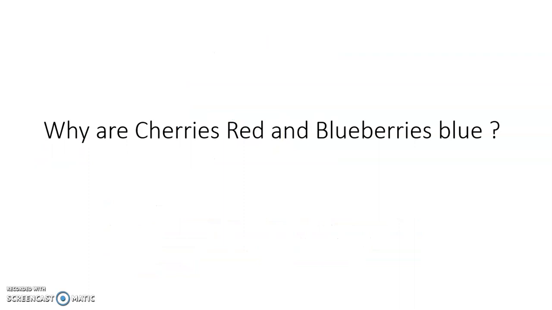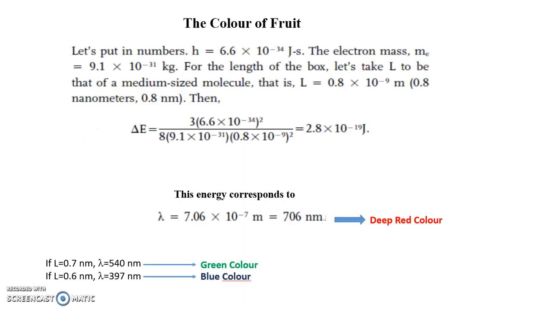So why are cherries red and blueberries blue? For the answer, consider the color of fruit. Let's put in the numbers. h is equal to 6.6 times 10 power minus 34 joule second. The electron mass m_e in kg. For the length of the box, let's take L to be that of a medium size molecule, and L is equal to this distance. Then you can calculate the energy in joules, and this energy corresponds to lambda equal to 706 nanometers, a deep red color.